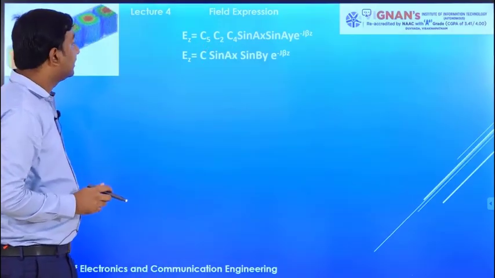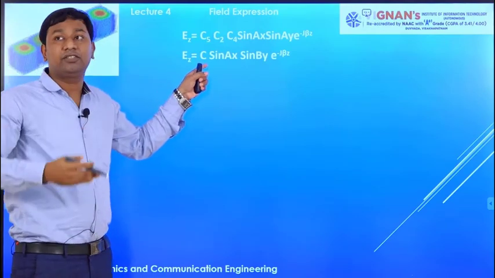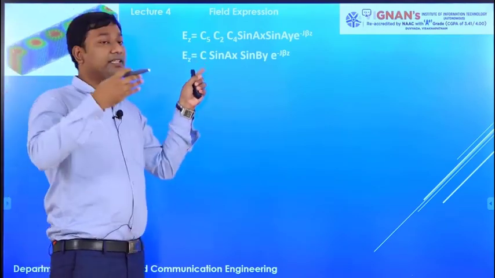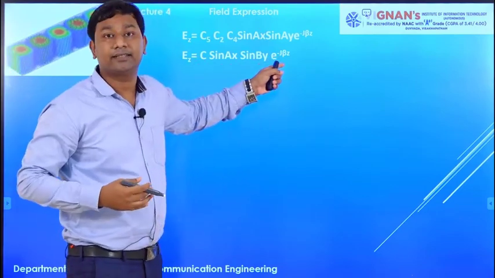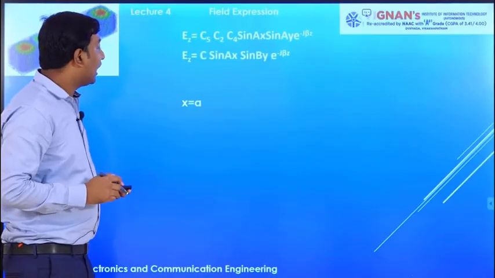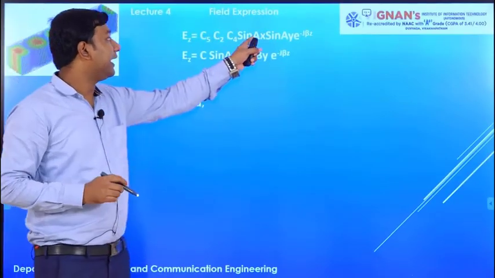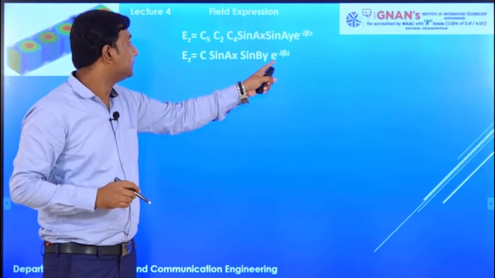So we find that C defines the magnitude of the electric field in that z direction. Now coming to another point, how will we find out the values of A and B?